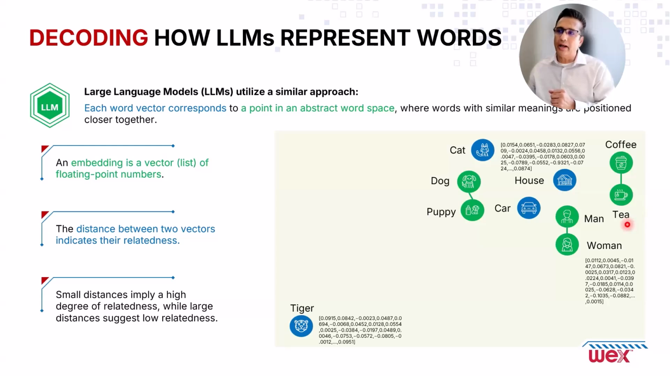But if you look at a word like tiger, tiger has absolutely nothing to do with coffee or tea. Tiger doesn't drink coffee or tea. So the large language model has placed the word tiger far away from coffee or tea.